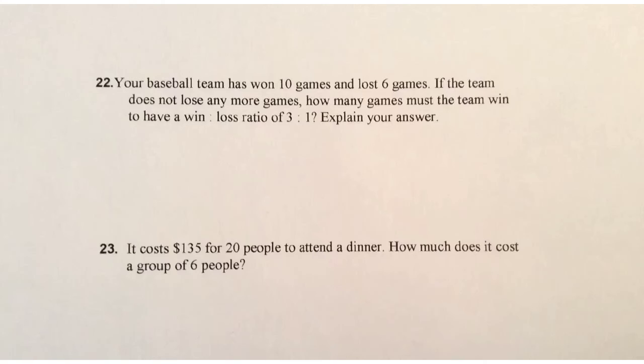For number 23, it costs $135 for 20 people to attend dinner. How much does it cost for a group of 6 people? Easiest way to do this problem is to find the unit rate, how much money per one person, and then multiply that by 6. Make sure you remember to multiply it by 6 because that unit rate is probably something I'll put on there for a false answer.